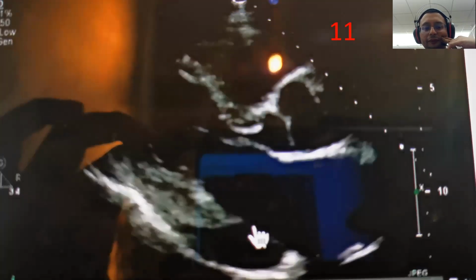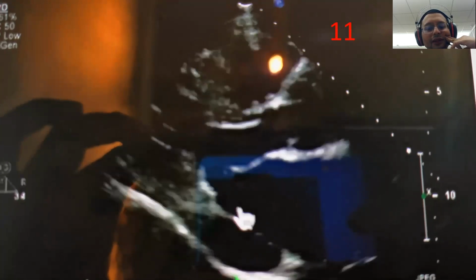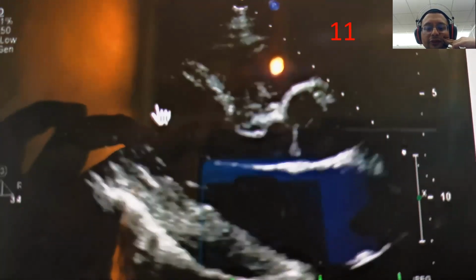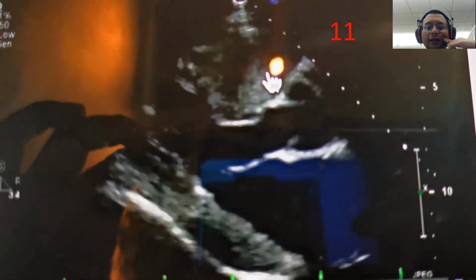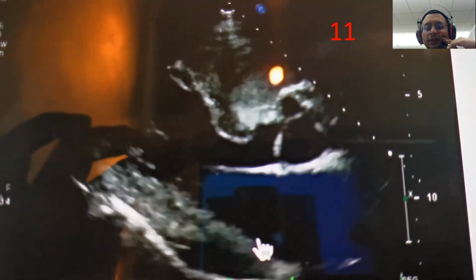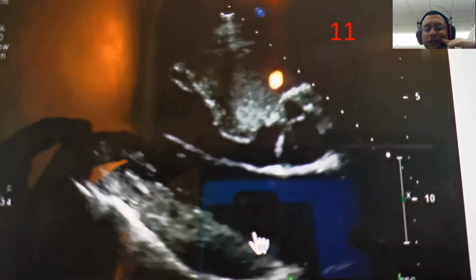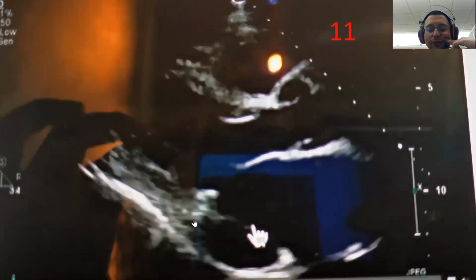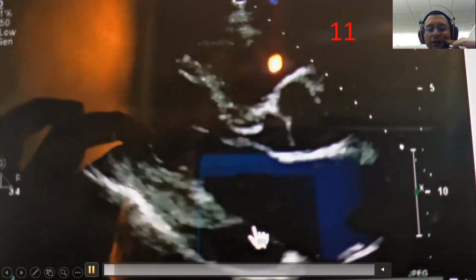All right. So let's see this one. This is a parasternal long axis view. And we do a bubble test of this parasternal long axis view. Just look nicely. I will play one more time. So we start now.